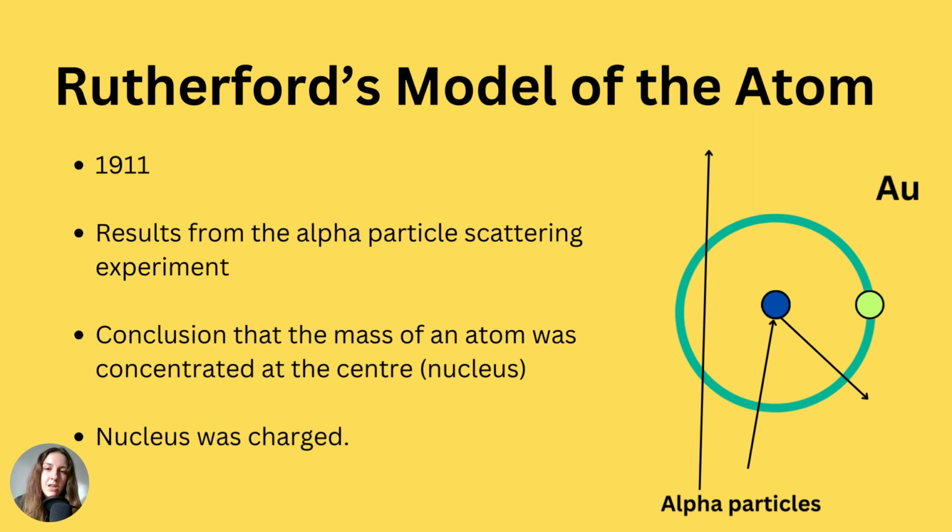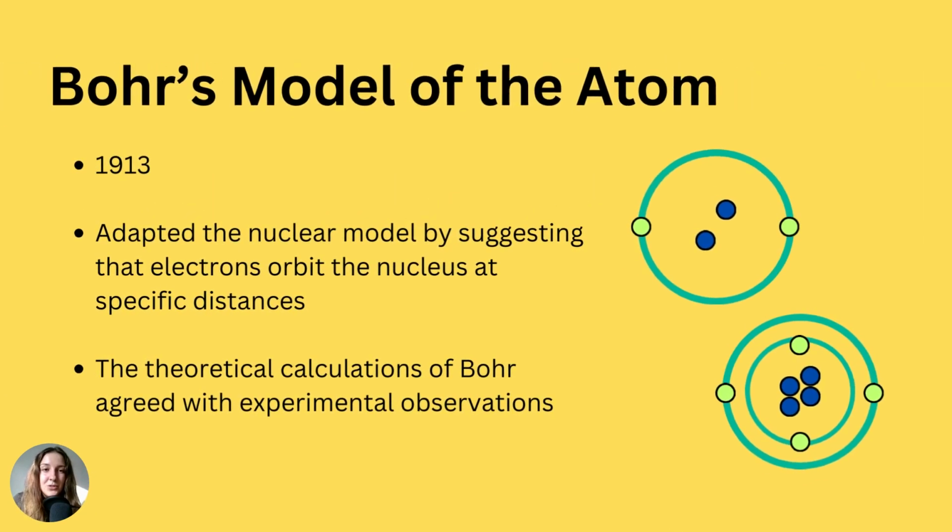And that meant that when the alpha particle hit the nucleus, they were essentially pushed away and rebounded. And this essentially meant that the results from the scattering experiment led to the conclusion that the mass of the atom was concentrated in the center, or what is now known as the nucleus, and that the nucleus must be charged as well. This nuclear model replaced the plum pudding model, and then further evidence was used to add to this model moving forward.